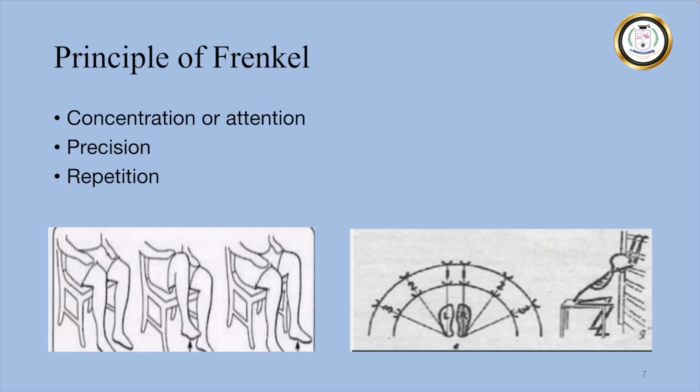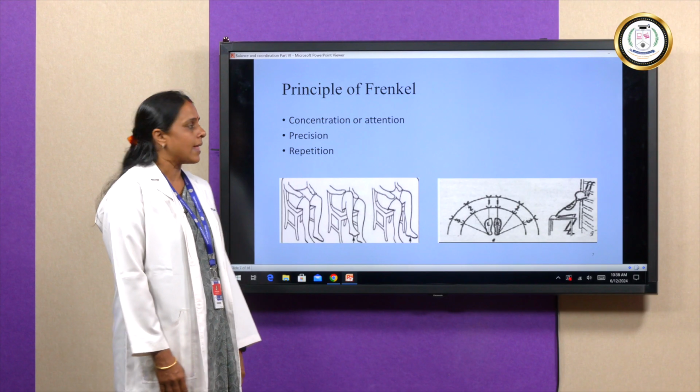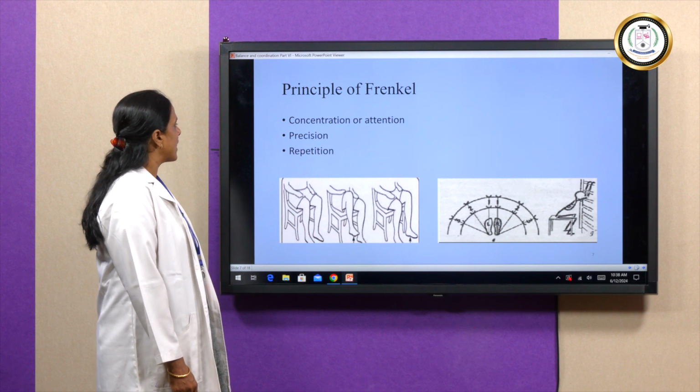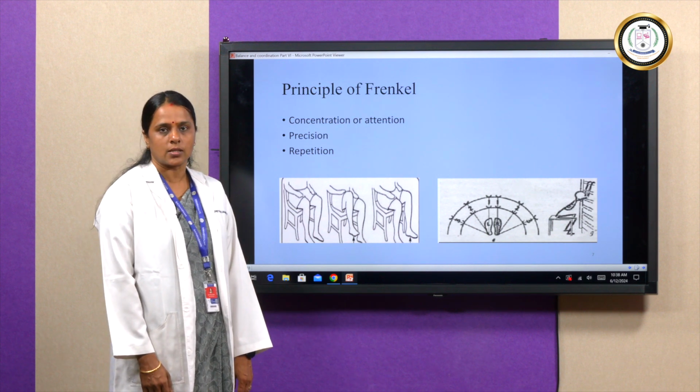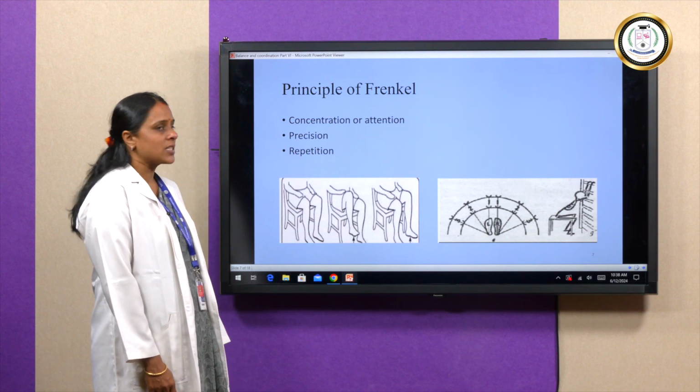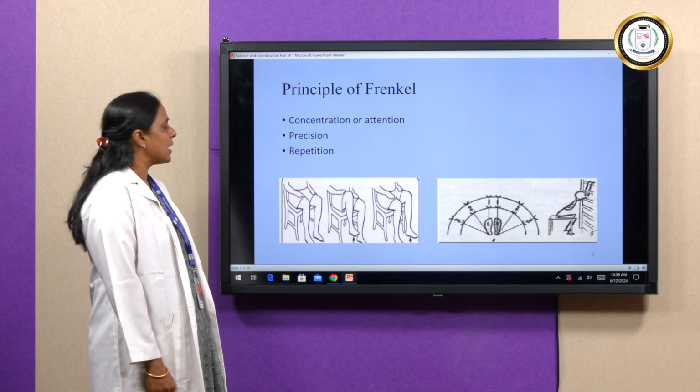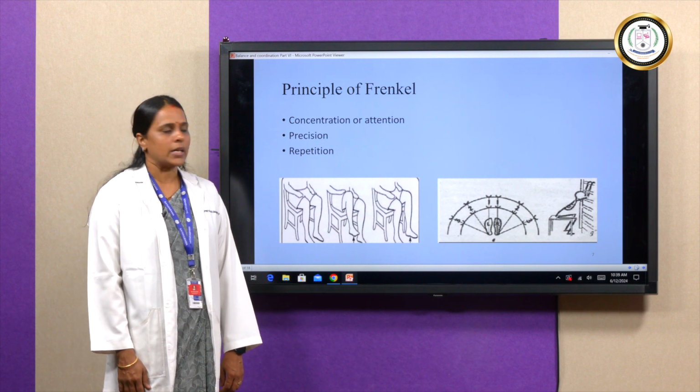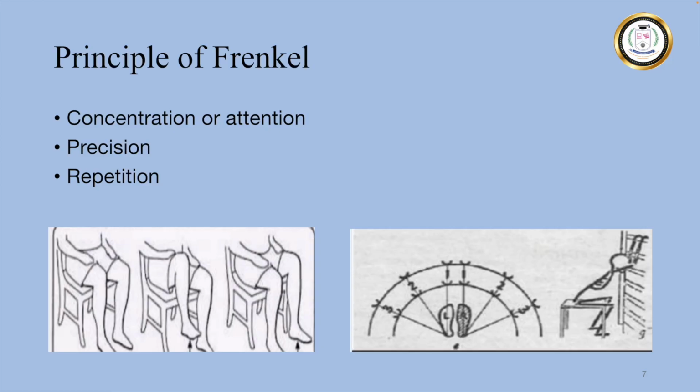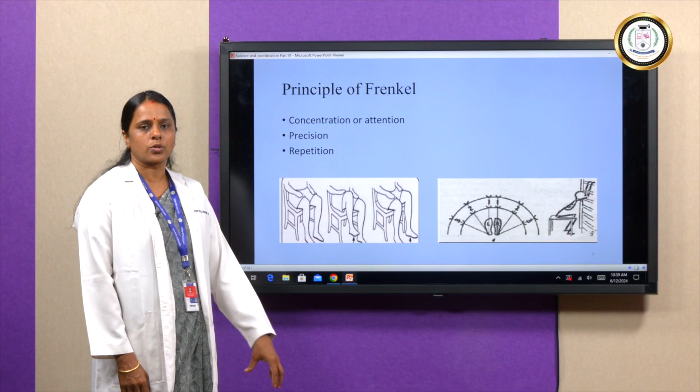Now there are certain principles we need to follow when we give the Frenkel's exercise, and they are concentration or attention of the patient is required, then precision of the movement, and repetition of the movements is very important. For example, as you can see in the picture, the tapping of the foot, or there are markings done on the floor, and then the patient is asked to put the lower limb on those marks.